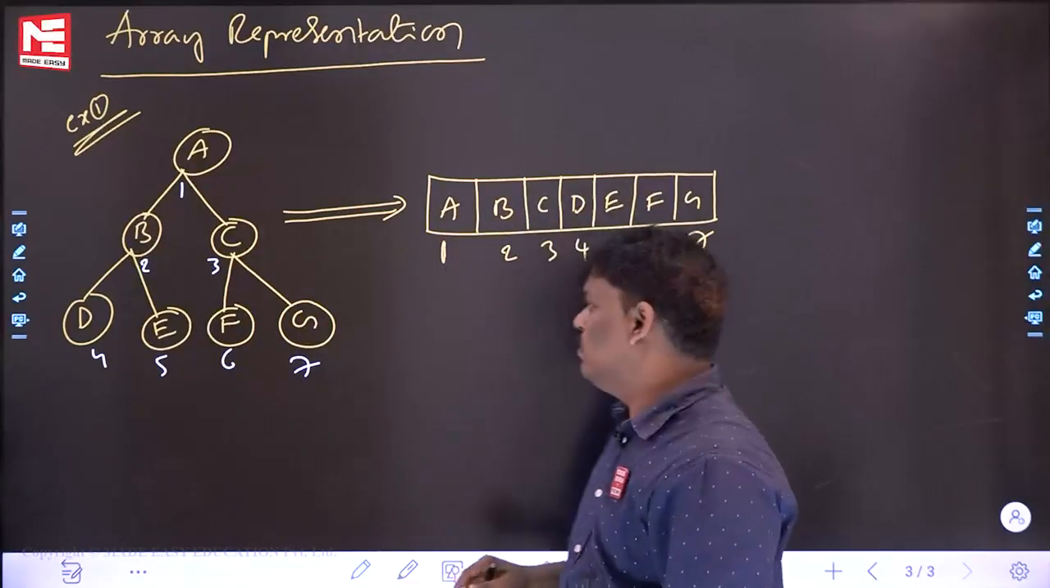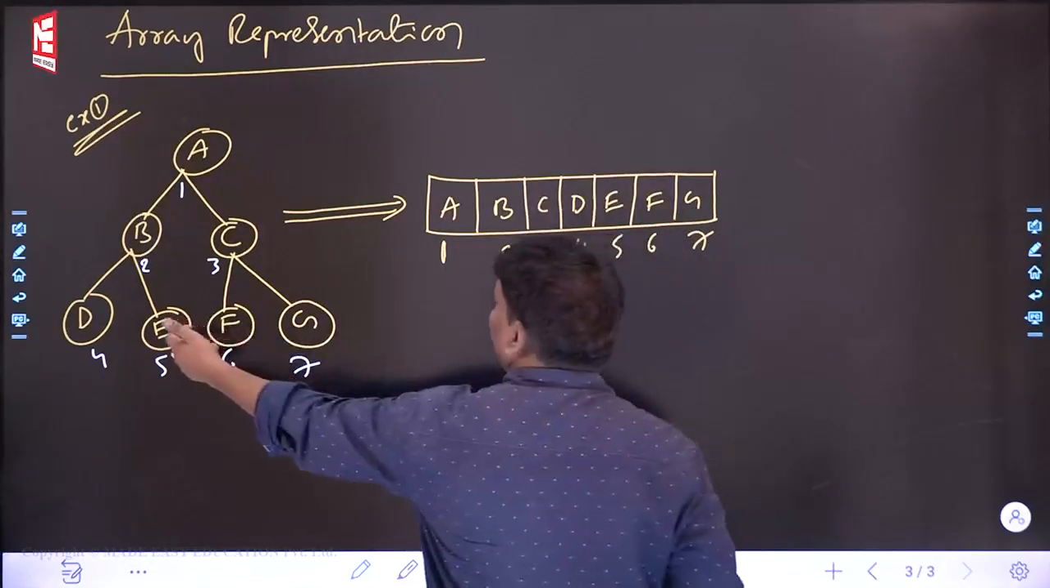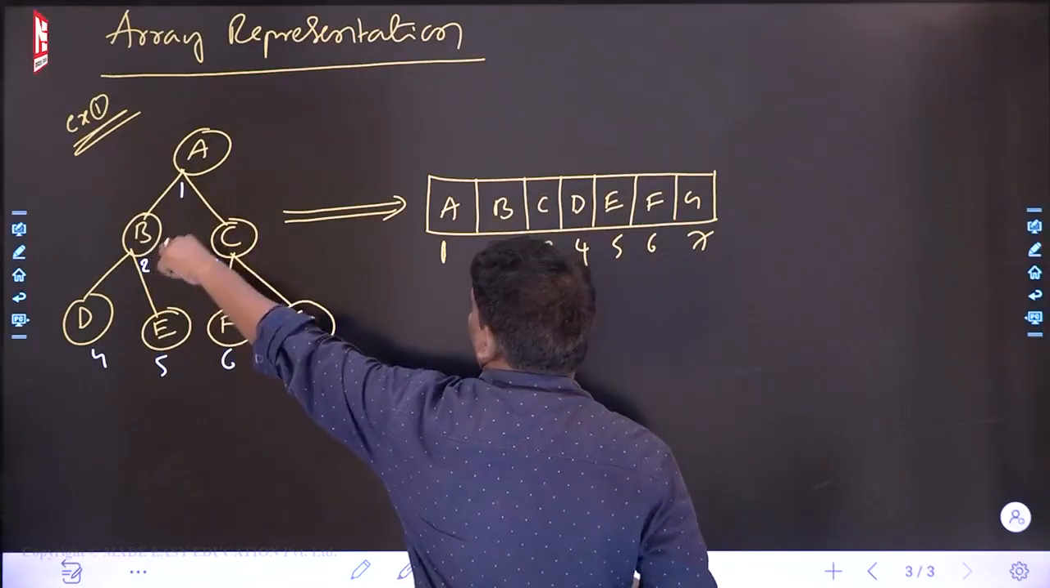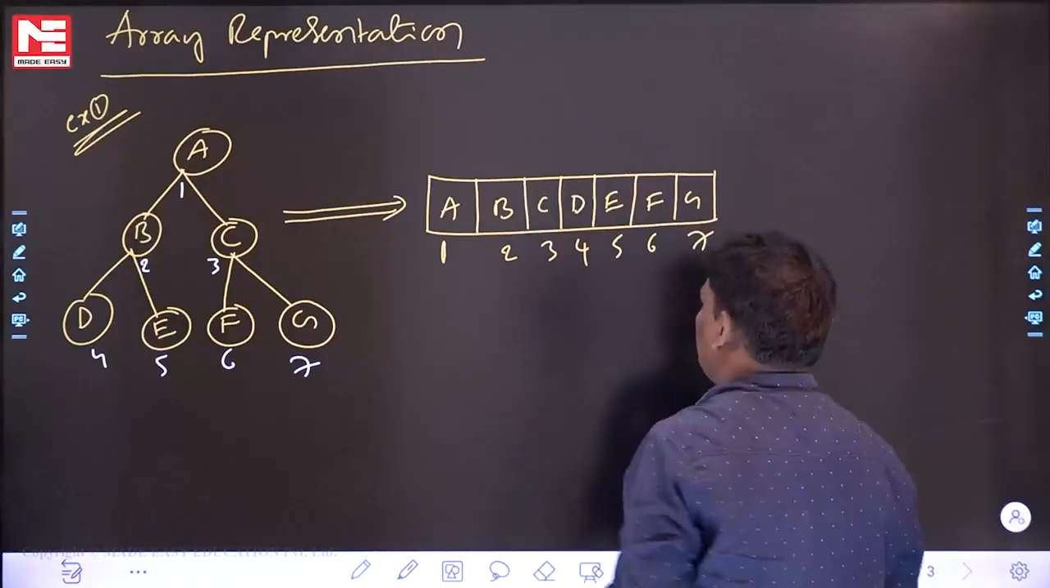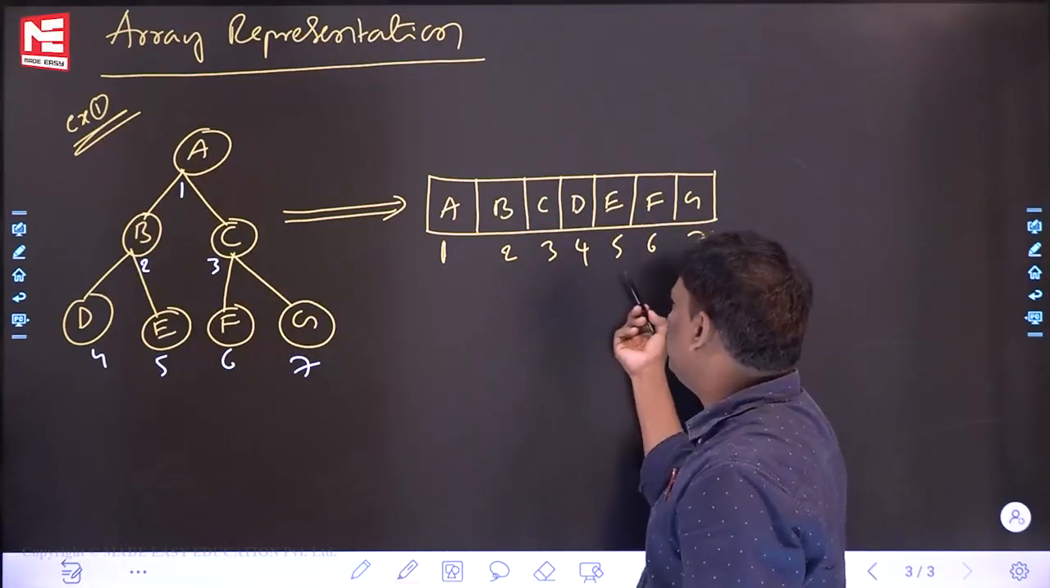Let's check that also. Right? So, can you help me? Who is the E parent? B. Who is the B parent? A. What is the A right child? C. Whatever is happening, the same thing happens here also. I will check here. Listen, make sure that everyone listens.